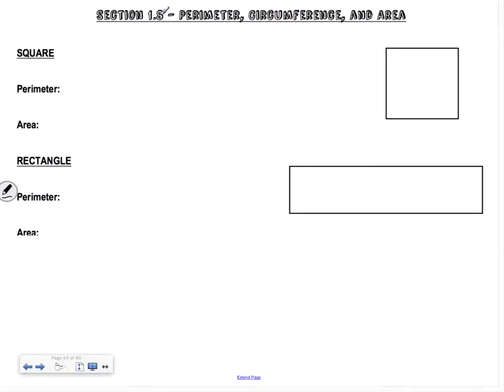The last section of chapter 1.8 is pretty easy for you guys. I think you have been doing this since elementary school. When you hear the words perimeter, area, circumference, I think you understand what this is. But we're going to do some trickier ones towards the end.